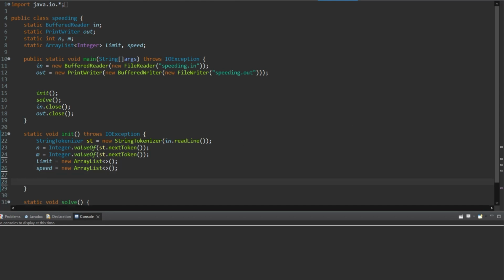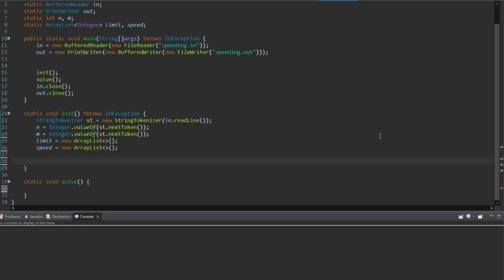Okay, now that we have our array list set up, what we're going to do is take in the inputs line by line, and then we're going to put them into limit first and then speed. How this is going to work is, let's say that we have a segment of a road that's 50 miles long and has a speed limit of 40. Then in the array list, there's going to be 50 elements that have the value of 40. So yeah, that's how we're going to be checking.